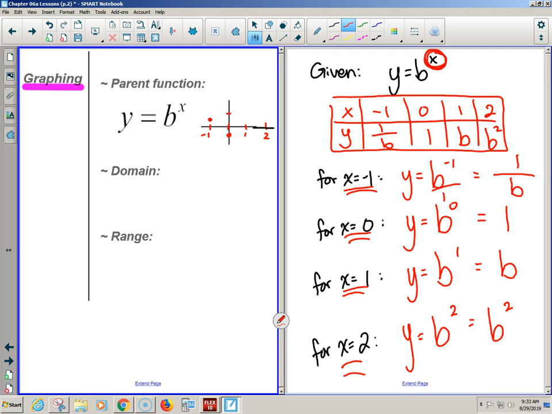And then, well, the next one, b to the 0, 2 to the 0 would be 1. It would be up like this. b to the 1 would be b. I would actually go up here. And that would go up twice as much as that.